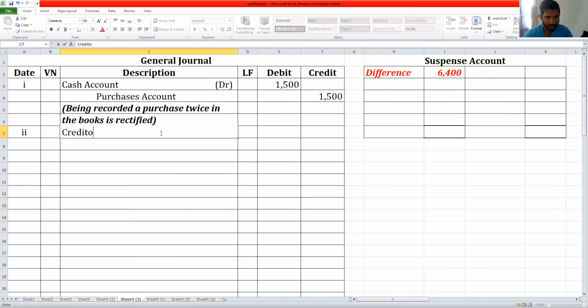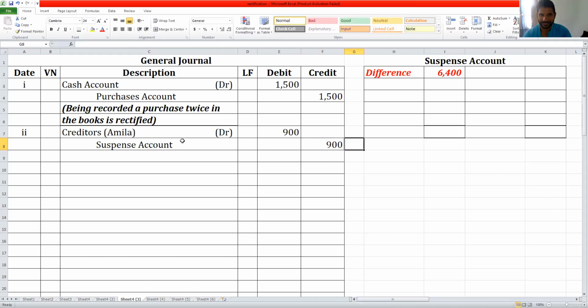Creditors account. If you like, write Amila. Amila. Debit 900 and credit the suspense account. Credit the suspense account 900. Write the narration. Being understated a payment is rectified.